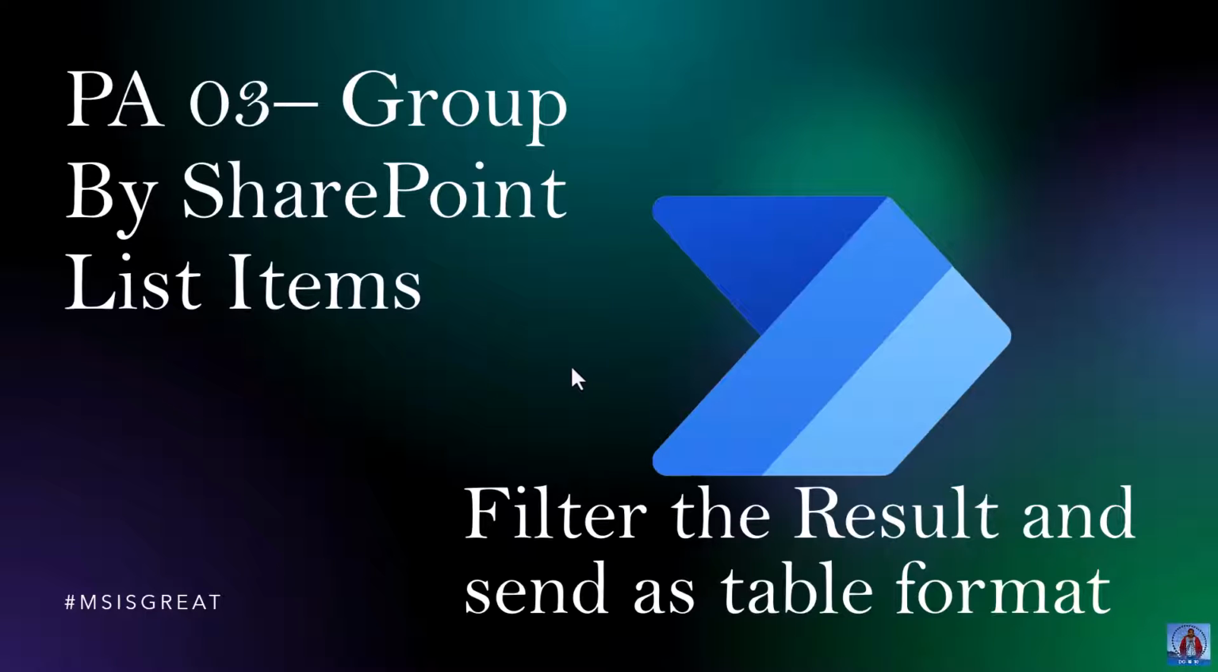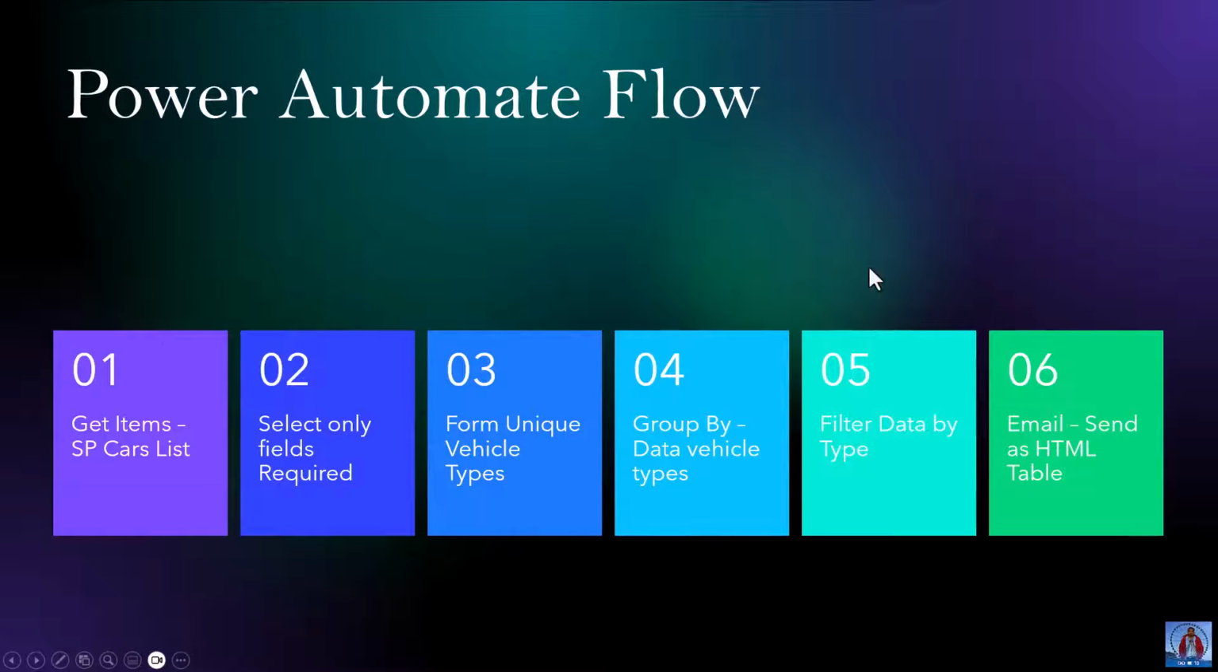So last time, in the part 2 series, the data output was in JSON format. Now we're going to form it in a structured HTML format. These are the steps which will be followed, and in part 2 we followed steps 1, 2, 3, 4, 5, and in this part 3 we're going to enhance step 5 and step 6.